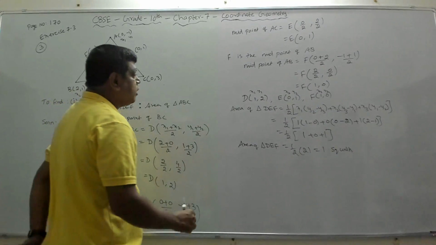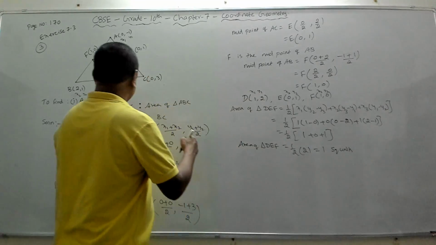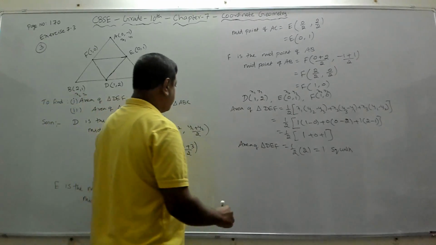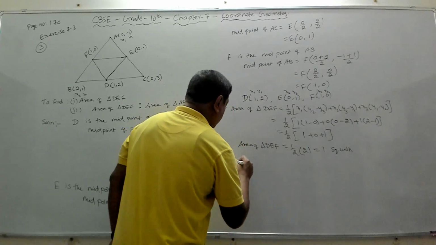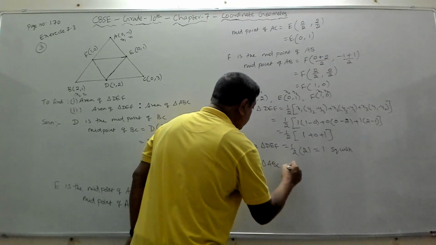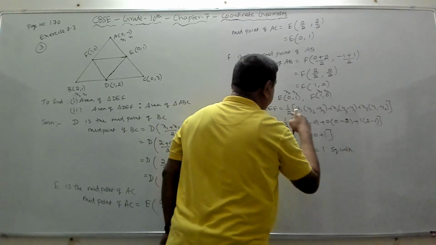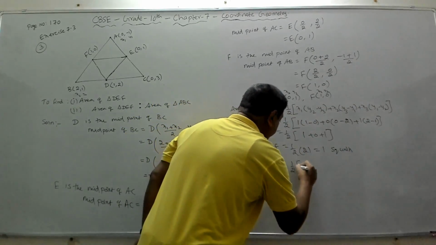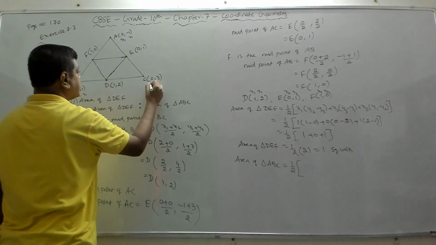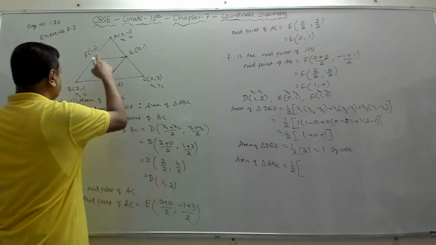Now let's try to find the area of the triangle ABC, the full triangle, because we want to find the ratio of these two. Therefore, now the area of triangle ABC is equal to, we'll take the same formula, 1 by 2 of, now this is x1, y1, x2, y2, and we'll take this as x3, y3. Now let's substitute these in this.